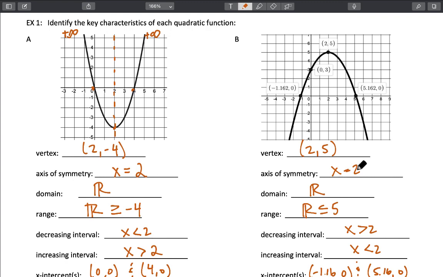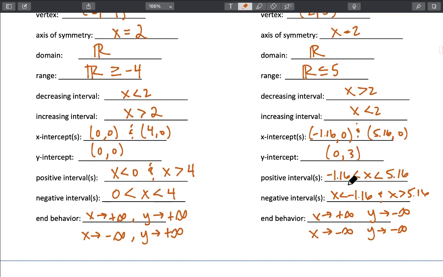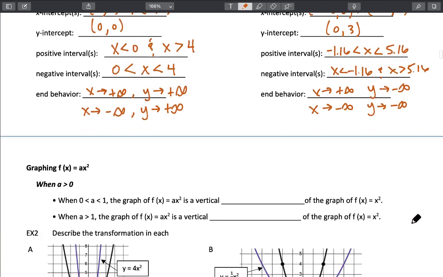Your vertex is 2, 5. Your axis of symmetry is the vertical line x equals 2, domain all reals, range all reals less than or equal to 5. Decreasing interval is where x is greater than 2. Increasing interval is where x is less than 2. Those are your x-intercepts there. Your y-intercept is 0, 3. Here's your positive interval. Now you have 2 negative intervals. And then finally, your end behavior should be y is approaching negative infinity for both of those.